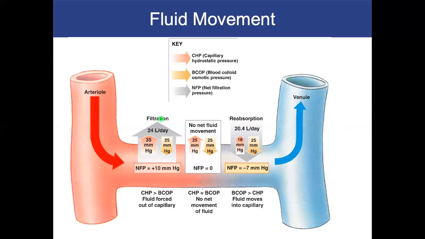I want you to draw this out several times. I want you to understand why we get fluid moving out and how do we get fluid coming back in, or how do we get recall of fluid coming back in. In the middle, there's no fluid movement because the forces are equal and opposite. So capillary hydrostatic pressure is forcing fluid out, and blood colloid osmotic pressure is pulling fluid in, and they are equal forces, and so there's no fluid movement.